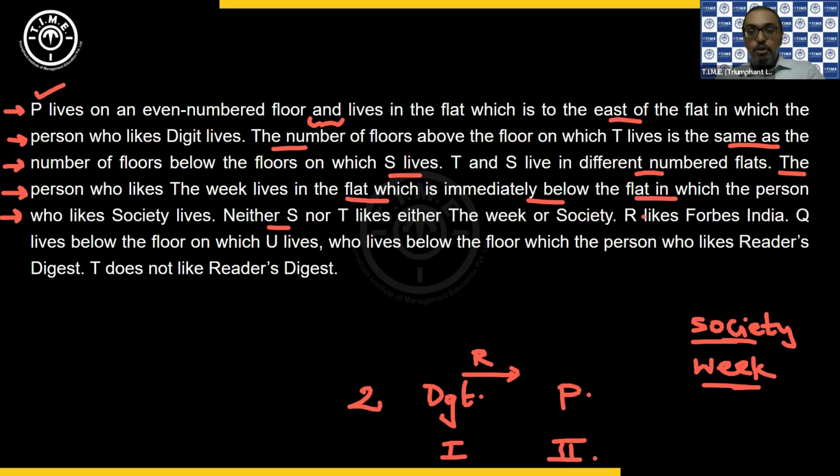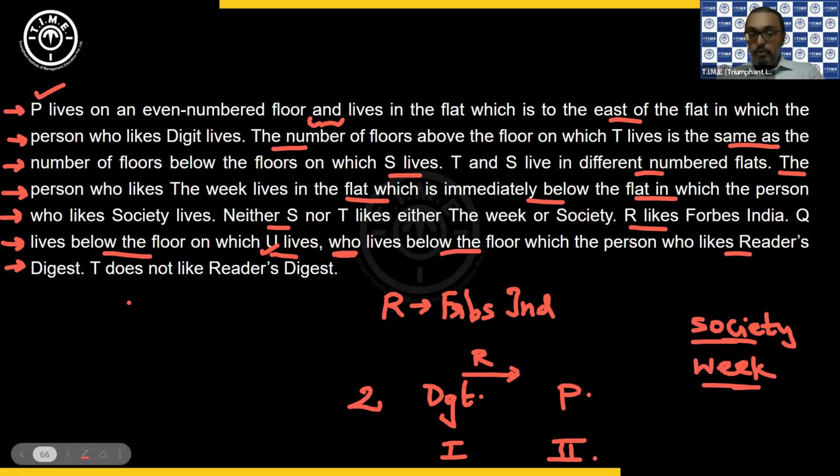Okay. Then further, what do we have? R likes Forbes India. Okay, so we have R who has Forbes India. We'll come to that. Now, Q lives below the floor of U, which means U lives below the floor of the person who likes Reader's Digest. So Q is below U and U is below Reader's Digest.